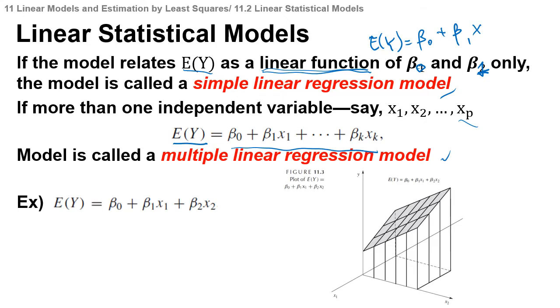Let me give you a simple example. If we have two independent variables, x1 and x2, then we will have beta 0, beta 1, and beta 2 for the related parameters, and the shape of this would look like this.